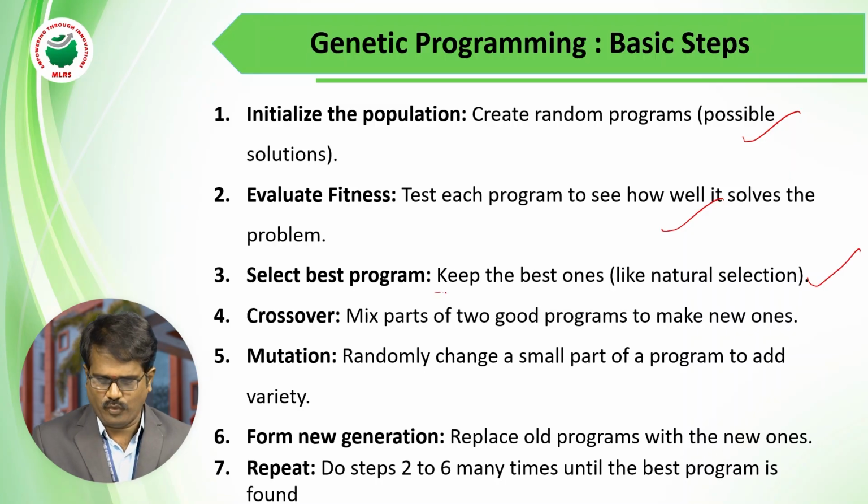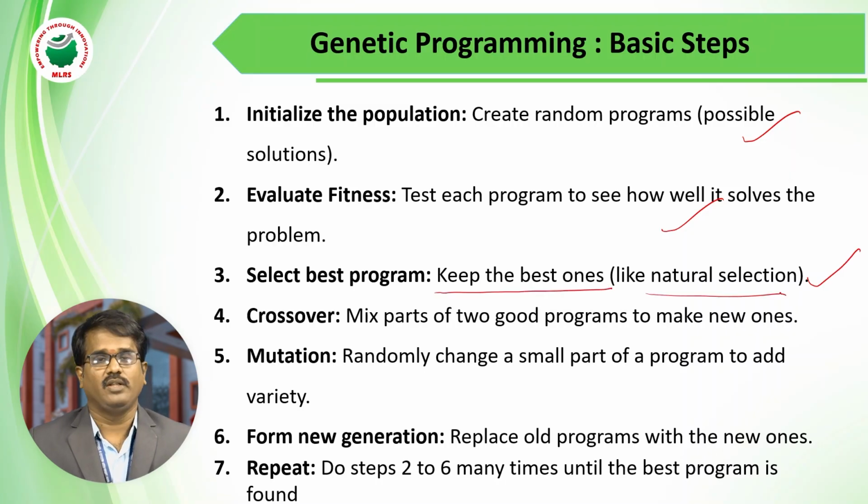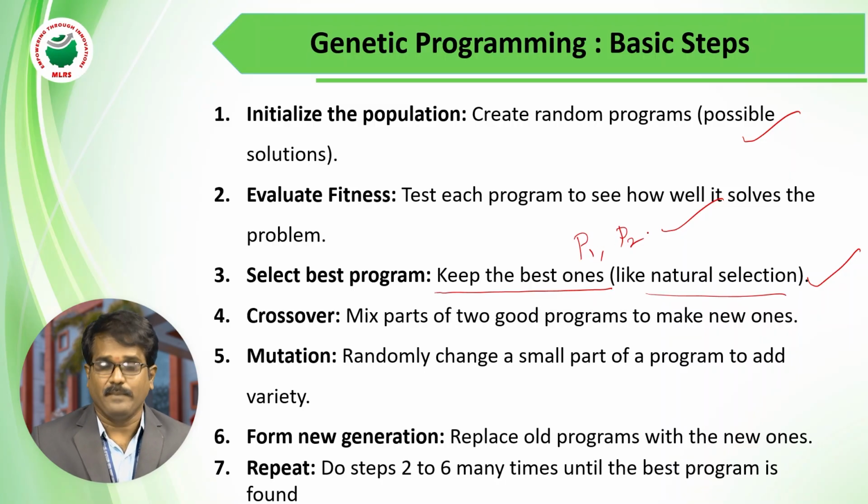Keep the best programs and remove the programs with low fitness value. So we keep the best programs in the selection process. Next, after the selection process, we need to do the crossover on the programs we found. Suppose we found 2 programs, P1 and P2, which give the better solution to the problem.